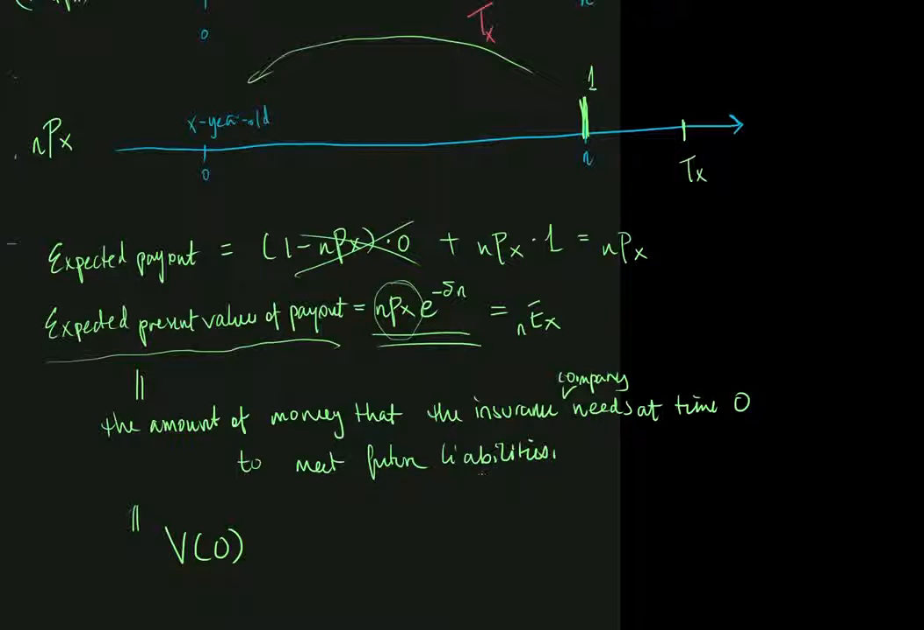And just to round off this explanation of pure endowment, the official definition of v of 0 is the mean value of the discounted value, so the expected present value of the payout, which here I will denote as B, where B is equal to 1 if TX survives past N, right? So this is the official notation in the pure endowment case.